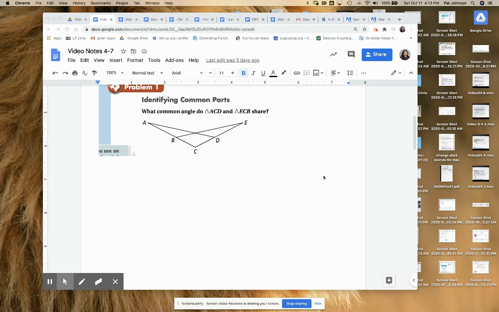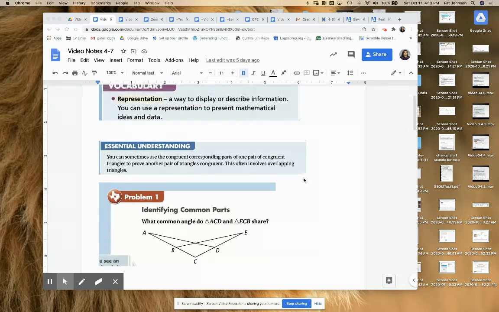Hello there, this is video 4.7, congruent and overlapping triangles. All right, so in this lesson, we're going to notice that you have one vocabulary word.